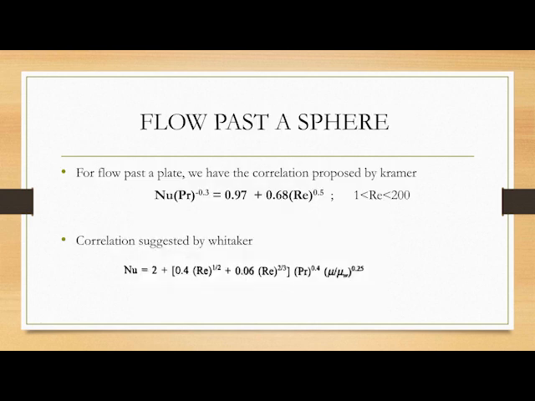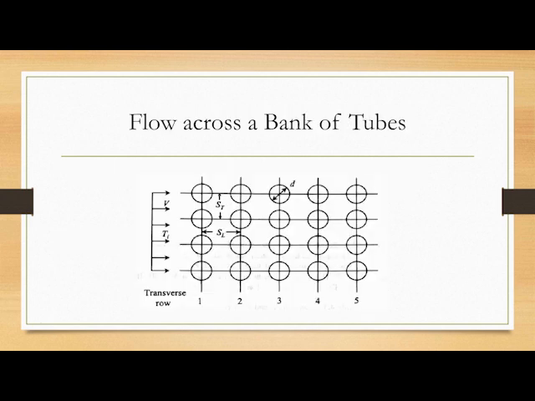So let's come to another situation which we have here. The external flow of fluid across a bank of tubes. So cross flow of a fluid, particularly of a gas like air, over a tube bank, they may be aligned or staggered, is important in many heat transfer applications and equipments.